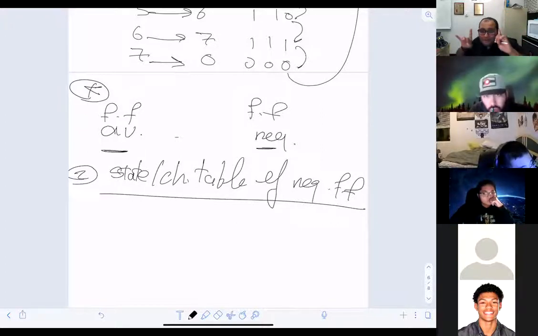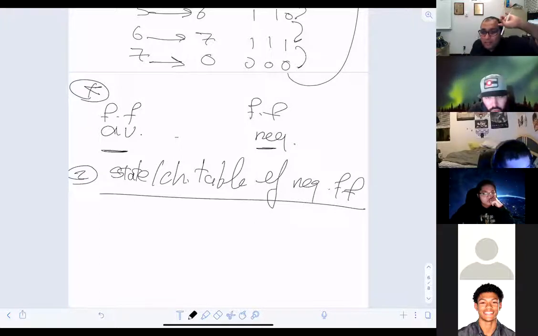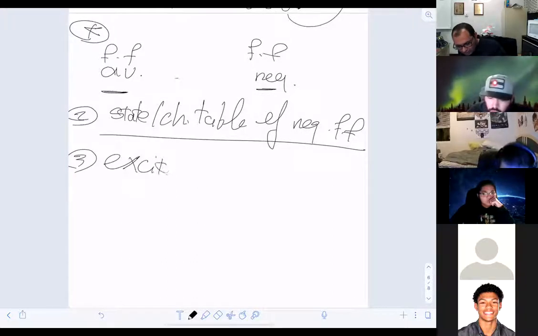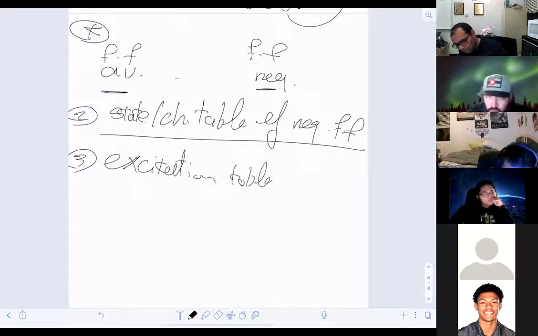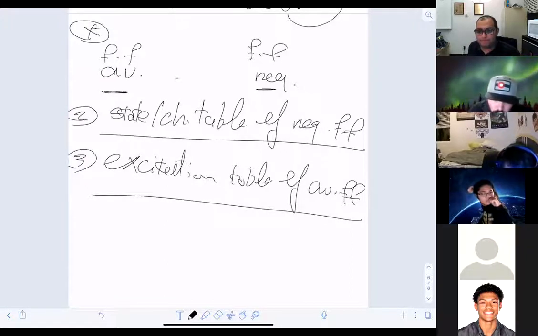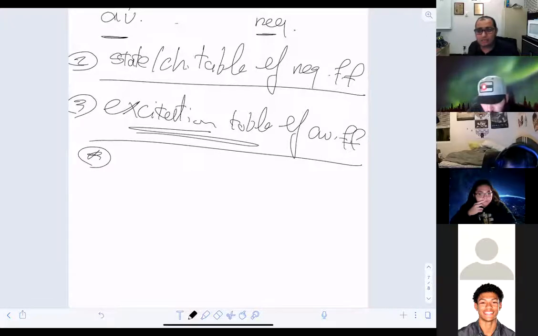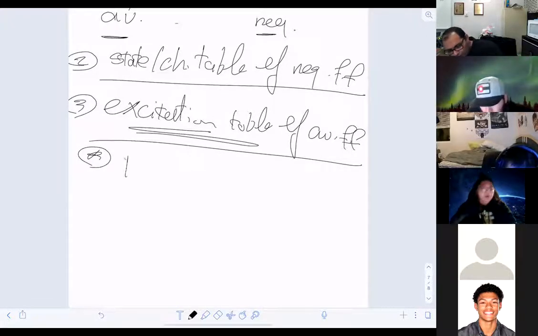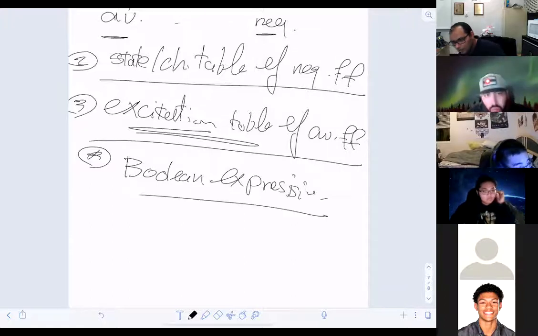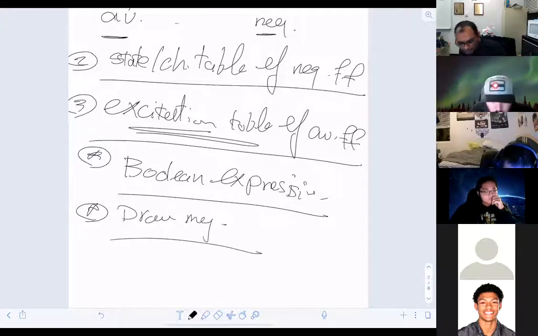Then from there, I will find Qn, Qn plus one somehow, right? I will take the two, Qn and Qn plus one, in my head as an excitation. So that means I'm going to use the excitation table of the available flip-flop. Once I get that, I will make a K-map of the excitation table out of this. And from there, I will write my Boolean expression of the available flip-flop. And from there, I will draw my circuit and I will get my full grade.